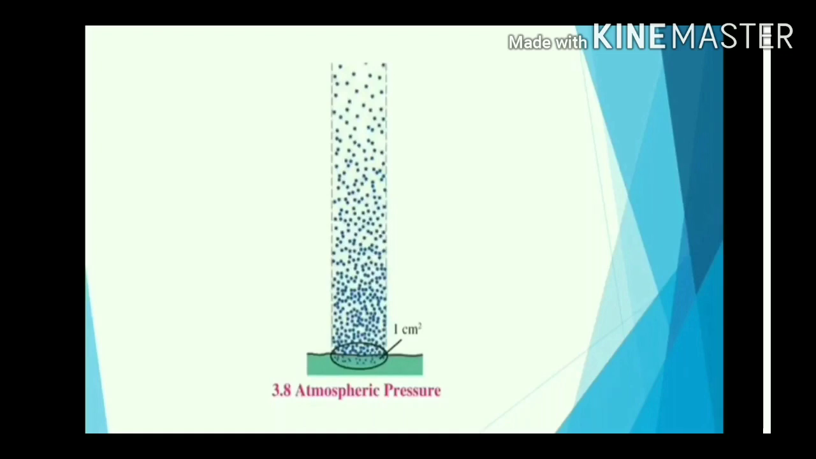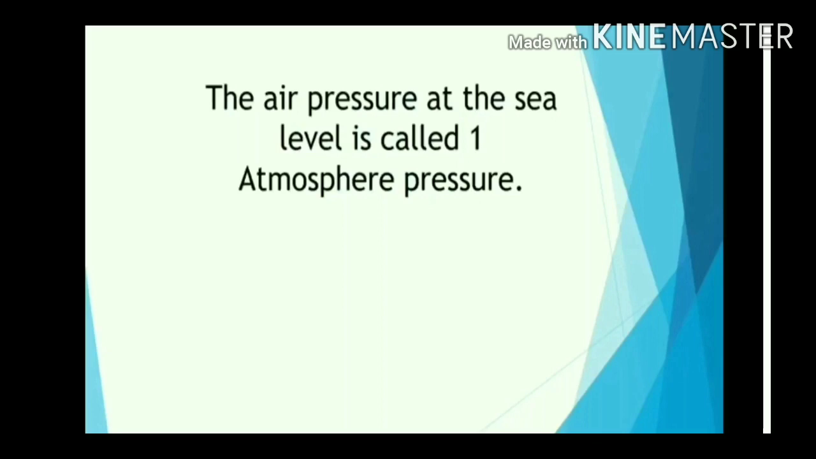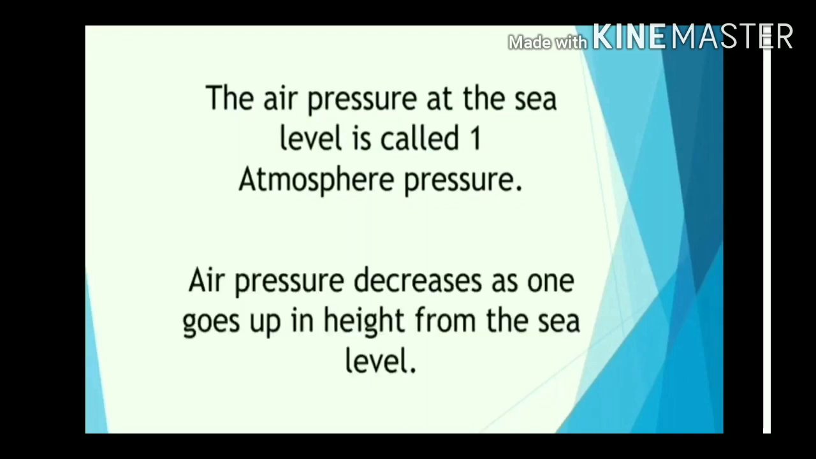Imagine that a very long hollow cylinder of unit cross-sectional area is standing on the surface of the earth and it contains air. The weight of this air is the force applied in the direction of the center of the earth. This means that atmospheric pressure is the ratio of this weight divided by the area of the surface. The air pressure at the sea level is called 1 atmospheric pressure. Air pressure decreases as one goes up in height from the sea level.